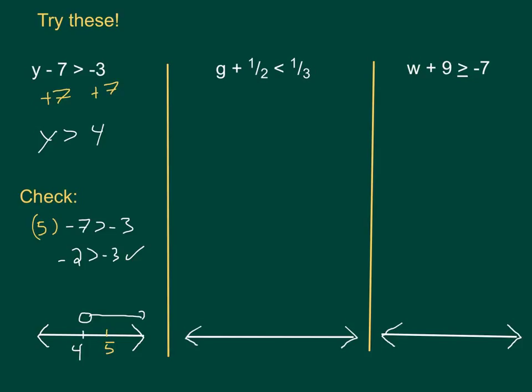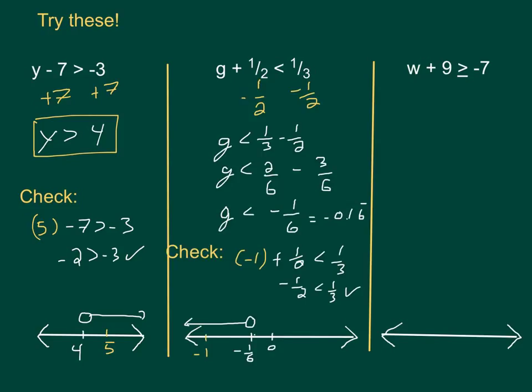So you can see that what we end up with here is the solution y is greater than 4, which has the graph featured down below with an open circle at 4 and the arrow going off to the right. I used 5 as a test value for my check, and that worked. All right, on to the next one. Go ahead and give it a shot if you haven't already. And here we go.